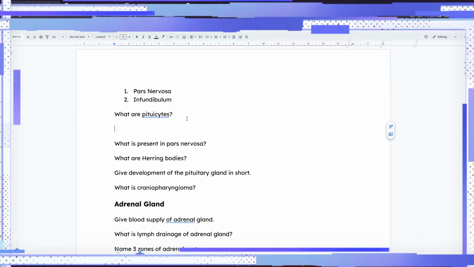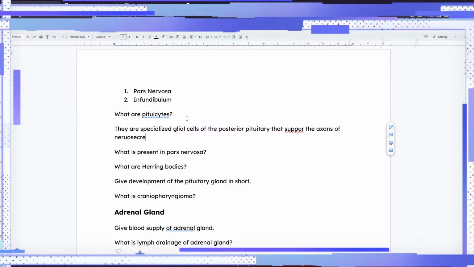What are pituicytes? Simple stuff. They are specialized glial cells of the posterior pituitary that support the axons of neurosecretory neurons. They are support cells. So the ADH and oxytocin come from here, and that is what helps support it.